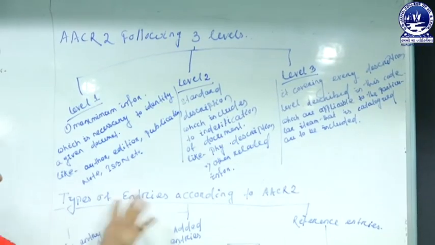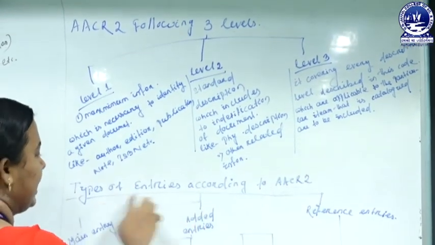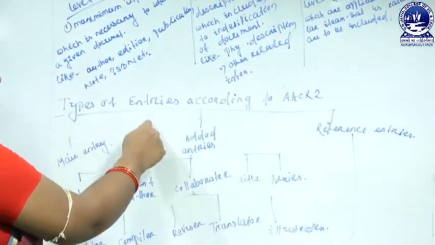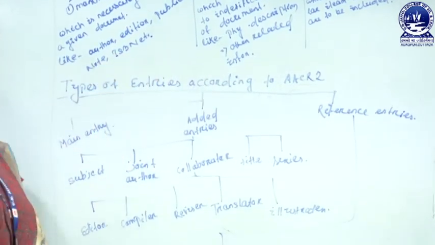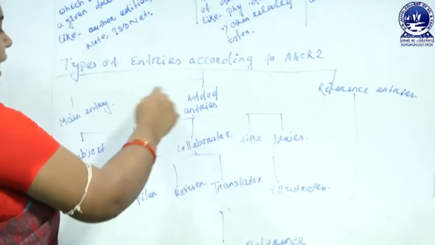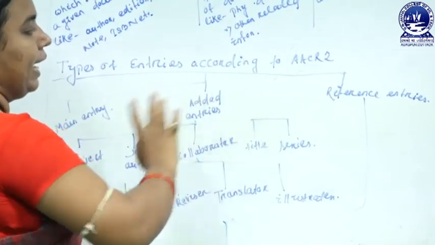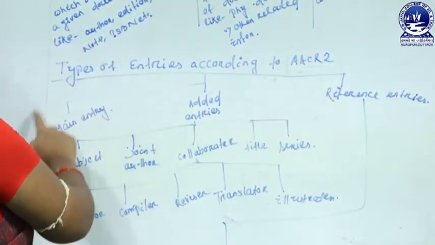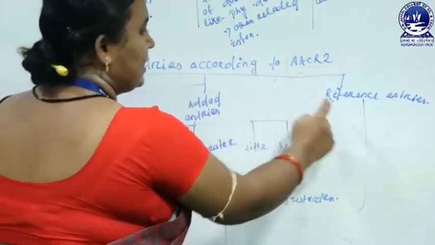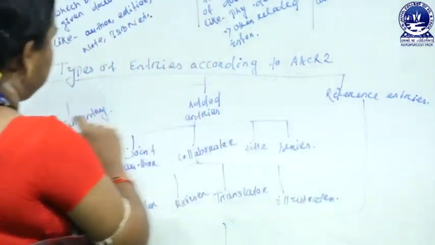Then another very important concept is the AACR2 entry types. How many entries are prepared in AACR2? Basically, AACR2 defines 3 main entries. One is the main entry, the second is added entries, and the third is reference entries.